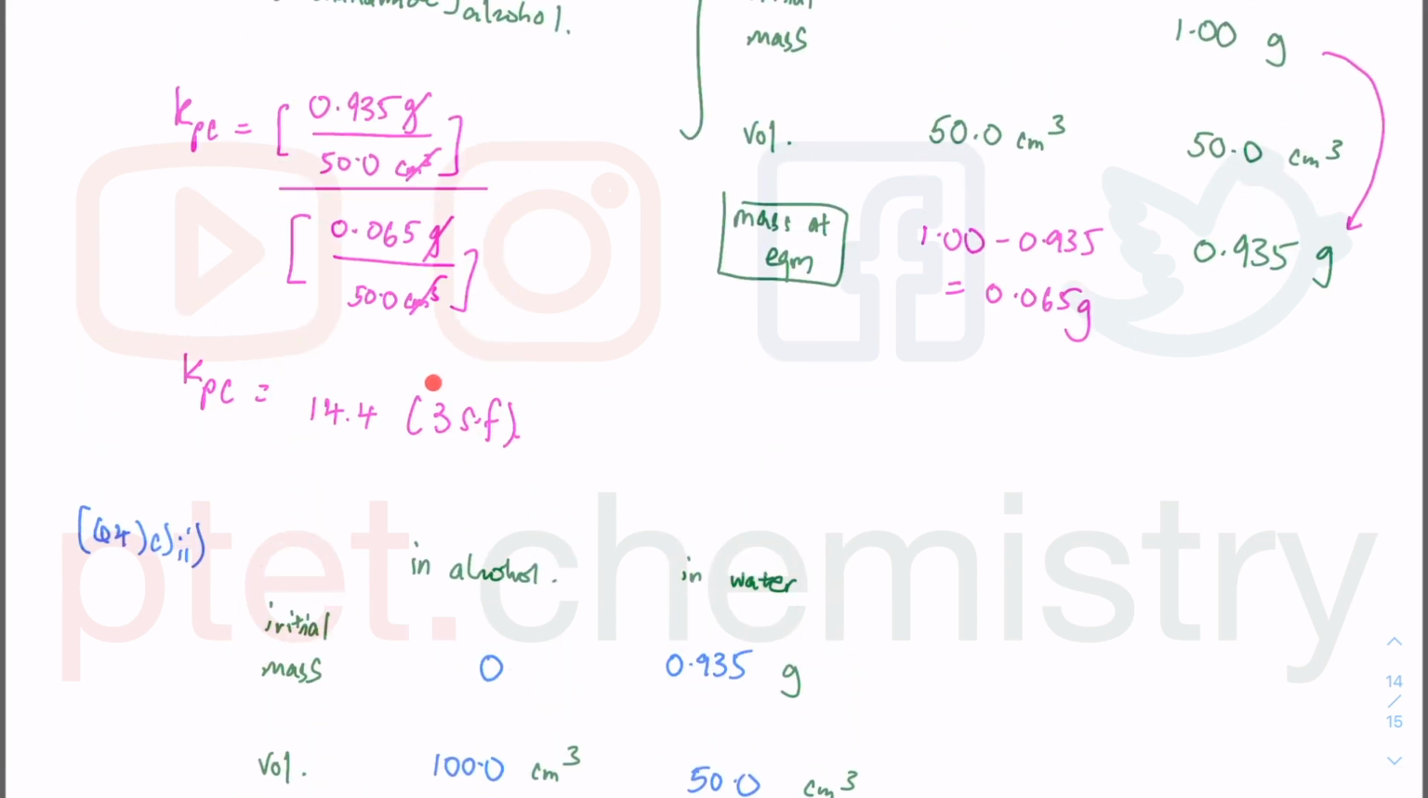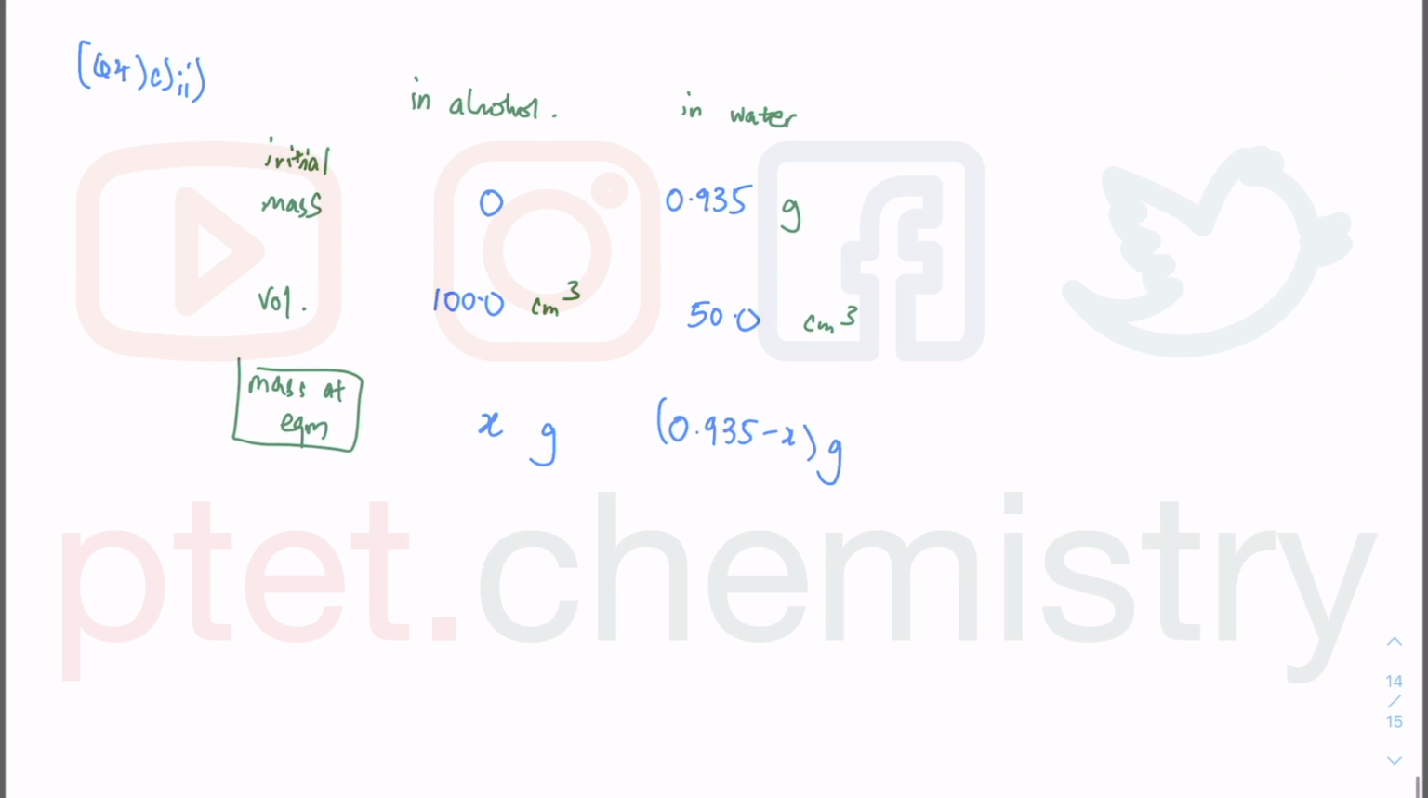I got 14.4, but actually I got 14.385, quite exact in the last part of the question. So my KPC, which was actually 14.385. Okay, so if I said that, that will be equal to the mass of the ethanamide over the volume in water. So it's 0.935 minus X over 50.0, and then the whole thing divided by the solubility, meaning the mass concentration of the ethanamide in alcohol, so X over 100.0.